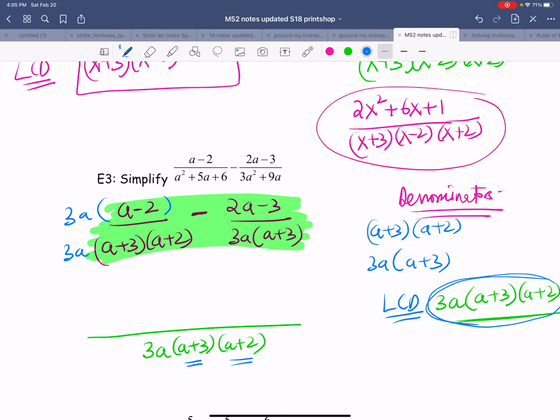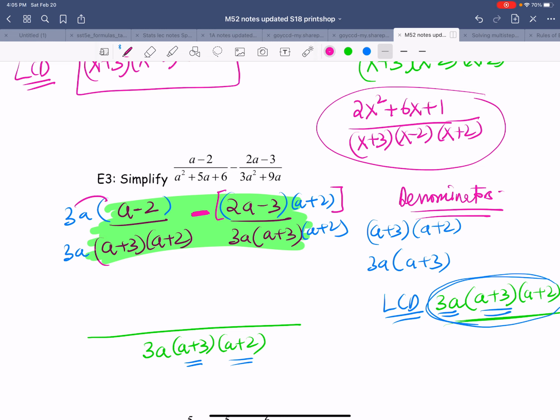And the second fraction does have a 3a, does have an a plus 3, but I do need to bring an a plus 2. I need to multiply both numerator and denominator with a plus 2. Okay, be extra careful in this case because of the subtraction sign in the middle. It is going to turn everything into the opposite that comes after the negative sign. So I'm going to put big brackets around whatever terms I have after the negative sign.